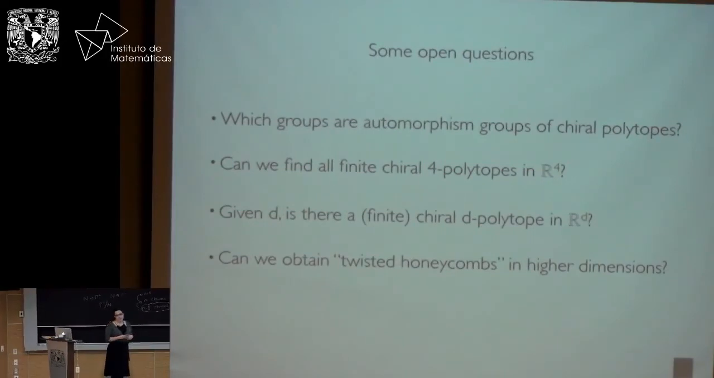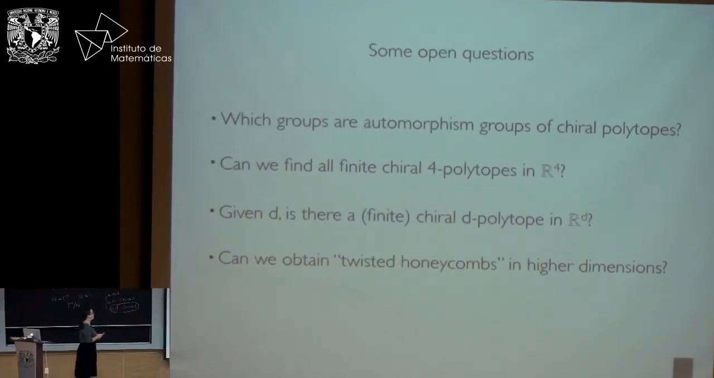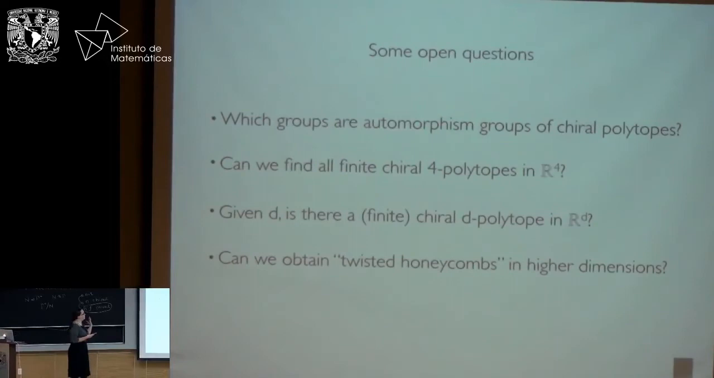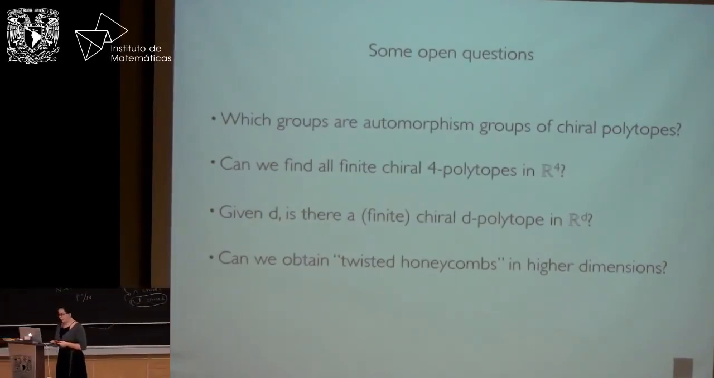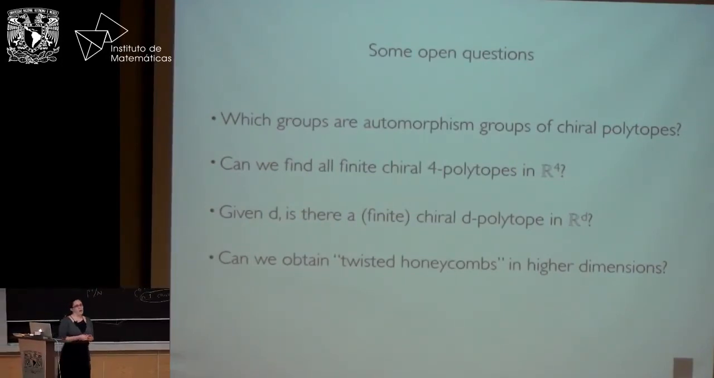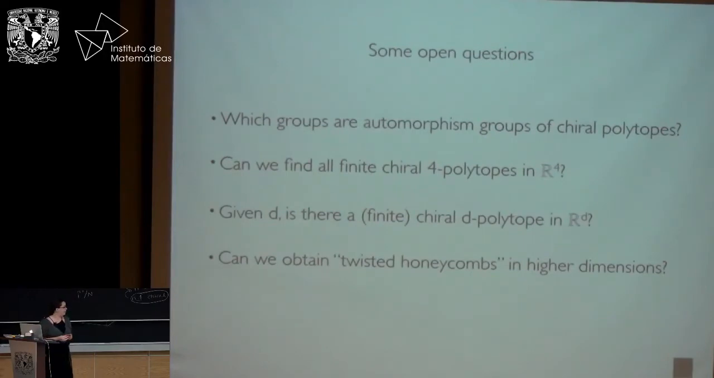Some of the questions that I'm interested in are, for example, which groups are automorphism groups of chiral polytopes? I just told you that symmetric and alternating groups are. There has been a lot of work in that direction. And it turns out that for higher rank, we know few groups that are automorphism groups of high dimensional chiral polytopes. But it's a question: are there other infinite families that achieve chiral polytopes of any rank?